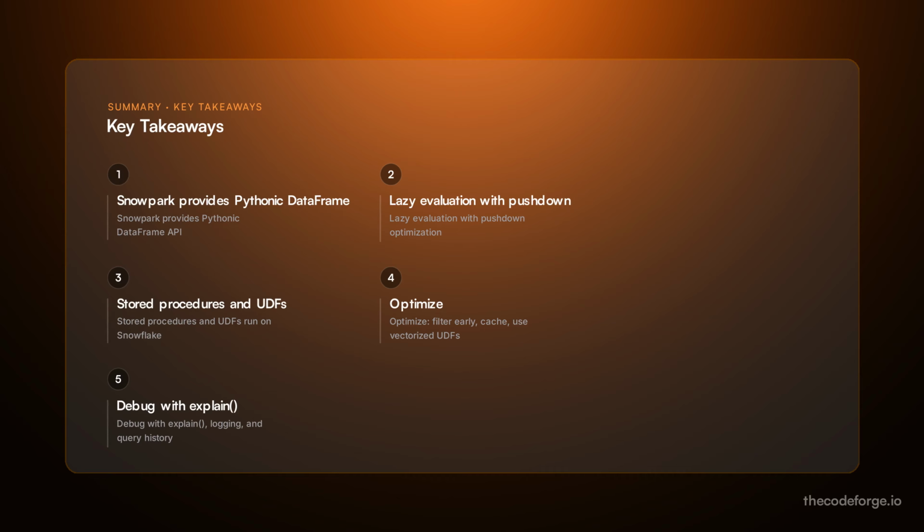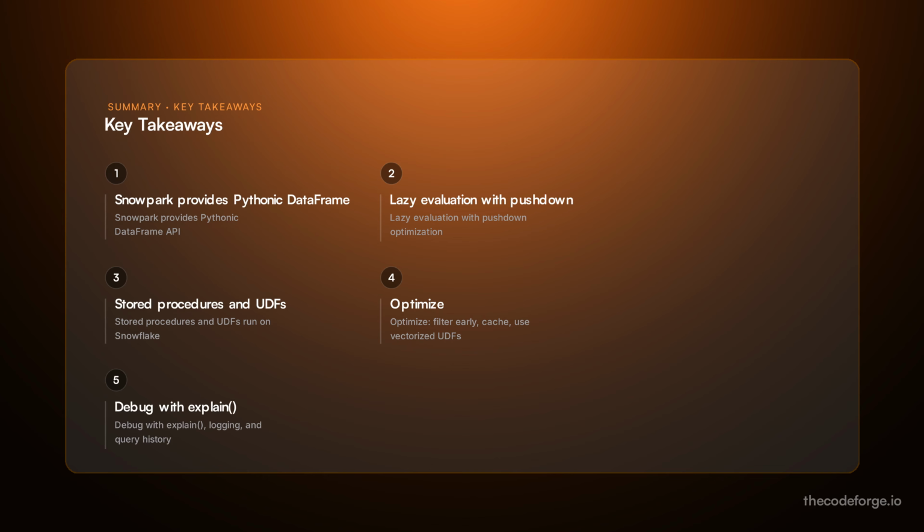To recap, Snowpark lets you write Python data pipelines that run on Snowflake. Use lazy evaluation, stored procedures, and UDFs. Optimize by filtering early, caching, and using vectorized UDFs. Debug with explain and logging.